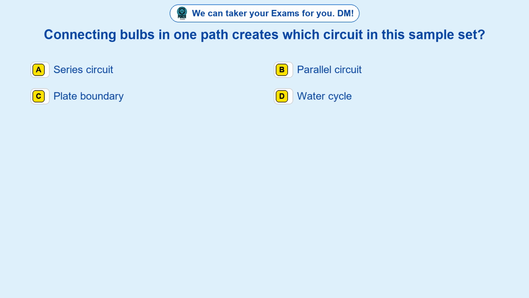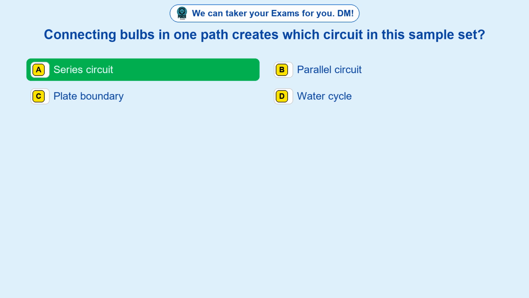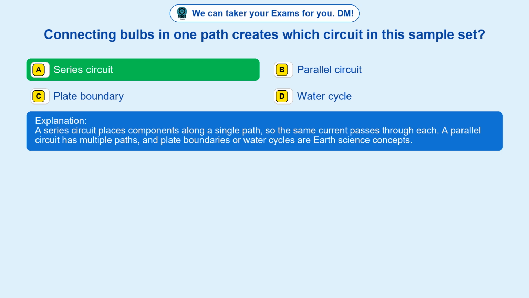Question 73. Connecting bulbs in one path creates which circuit in the sample set? Option A, series circuit. Option B, parallel circuit. Option C, plate boundary. Option D, water cycle. The correct answer is option A. Series circuit. A series circuit places components along a single path, so the same current passes through each. A parallel circuit has multiple paths, and plate boundaries or water cycles are earth science concepts.